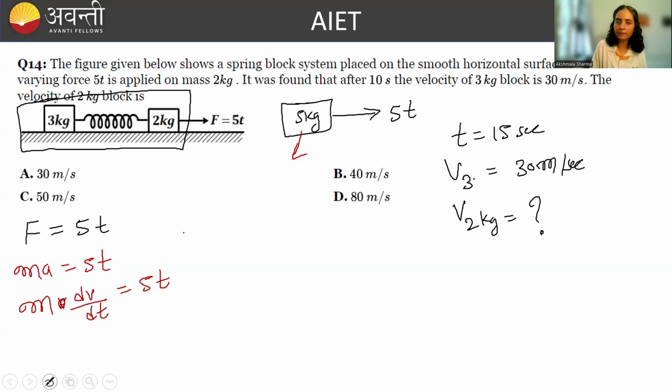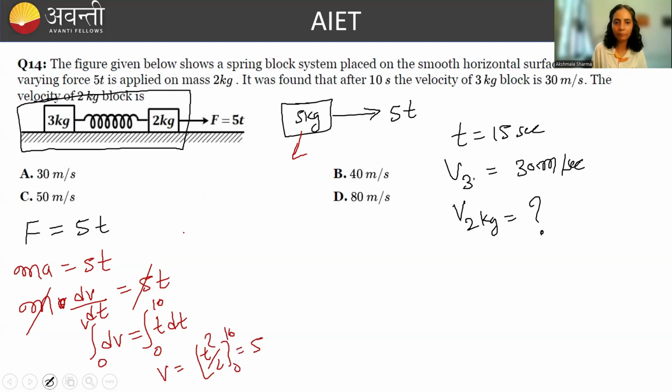Sorry, this can be written as m dv by dt, and this is equal to 5t. m is the mass of the system, which is 5 kg. I'm calculating for the system. So this m will get cancelled with 5, and dv is the change in velocity of the system. Initial velocity of the system is 0 because initially, if you put t equal to 0, force is 0, it is at rest. So 0 to v, 0 to t equal to 10 seconds. So v is equal to t square by 2, from 0 to 10. So this is 50, that is, the velocity of center of mass of this system is 50 meter per second.